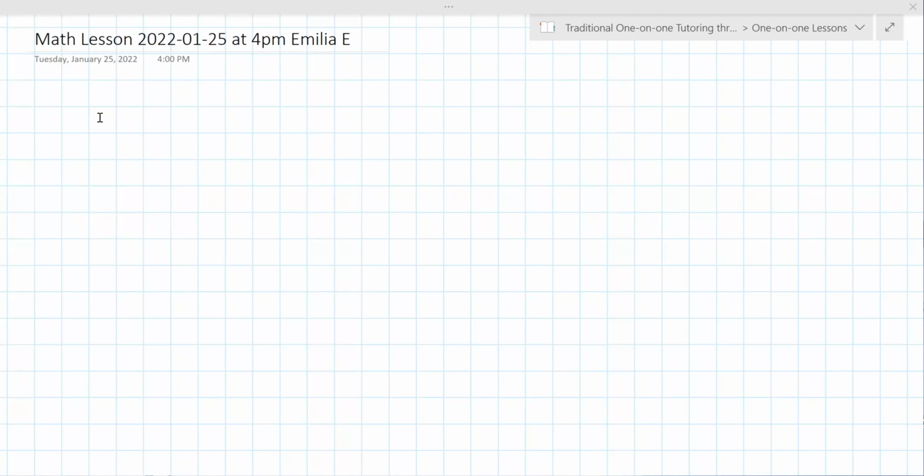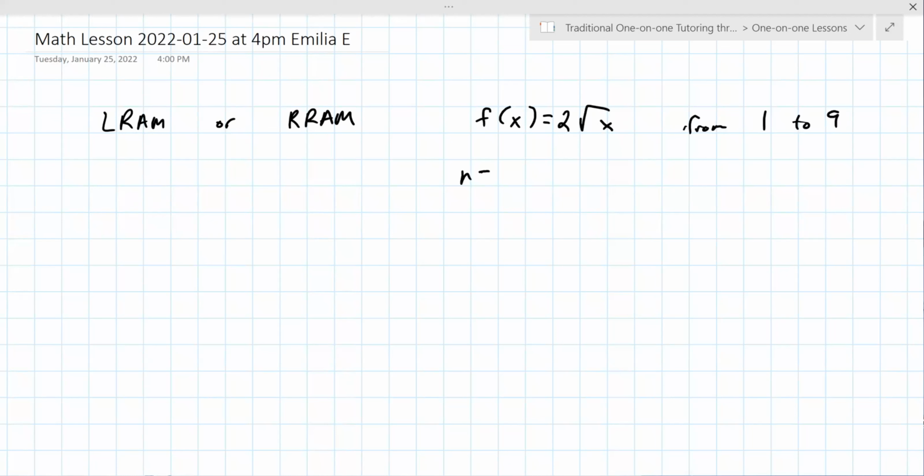Okay, so we'll just start with this in order here. I'm going to start with slide 3. Let me share my screen and we'll get started. The first thing is being able to do an LRAM or RRAM. Let's do it this way. Let's say f of x equals 2 square root of x from 1 to 9, and we want to do this for n equals 4.